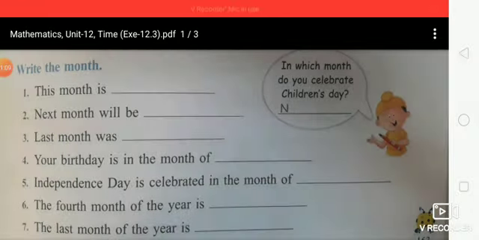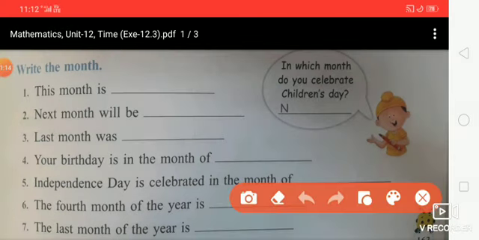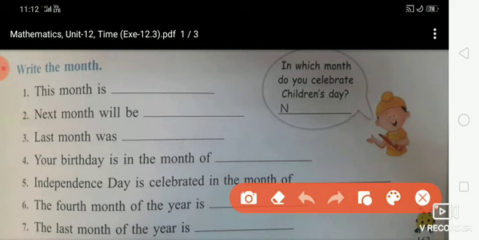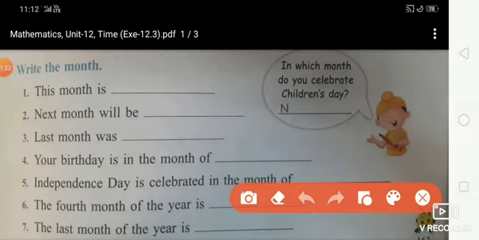Look here, this circle. In which month do you celebrate Children's Day? As you know, students, what is the month of the celebration of Children's Day? N. Write the letter N. That means November.